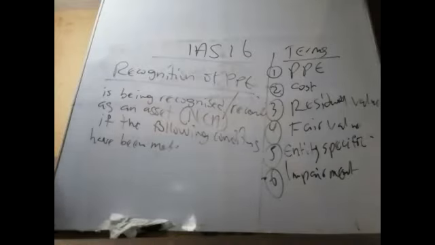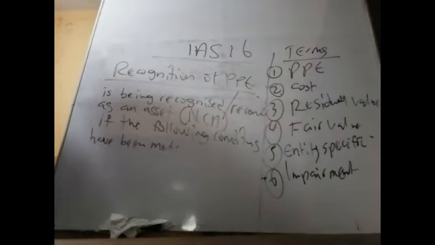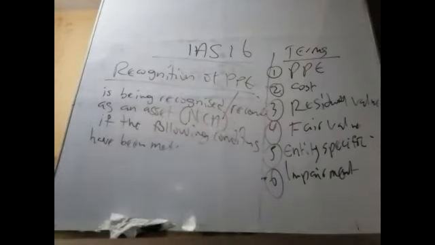So the issue is that before you can record PPE as an asset, there must be certain conditions. So we have to go through the conditions. PPE are non-current assets if and only if certain conditions are there. Let's look at the conditions. We call it the recognition criteria of PPE.